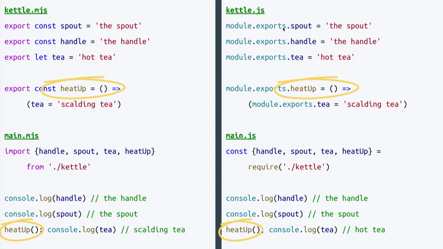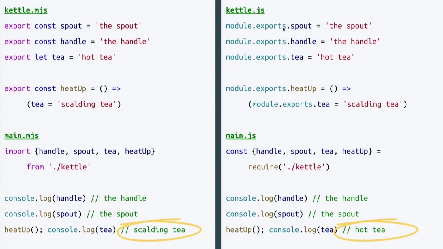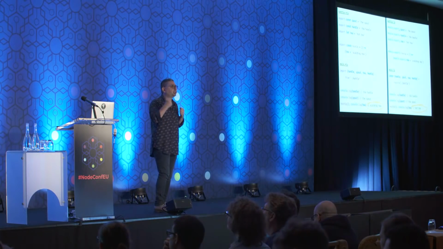When I import it, and I call heat-up, in the CJS case, it won't change a thing. It will still be hot T. If I console log T, it will still be hot T. Why? Because what I'm importing in CJS is not names, it's not bindings, it is just values. So once I import it, I required the value for T, that's the value I get. Even if it changes in the original module, I don't know about it because I got a value back.